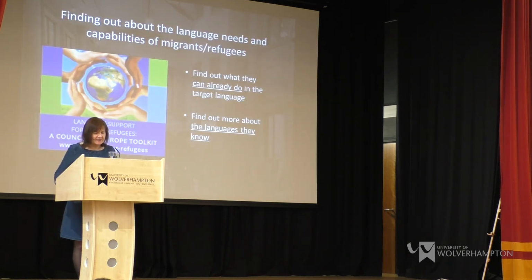And when I was looking at what the Council of Europe were saying in their toolkit about support for adult refugees in language learning, there's a lot of interesting material there. And I think what's good about it is that they talk about language needs, but also the capabilities of migrants or refugees. And I like the approach that we should find out what they can already do in the target language, rather than starting from a position of, well, they can't do very much, so we need to help them. There are probably some things they can already do.